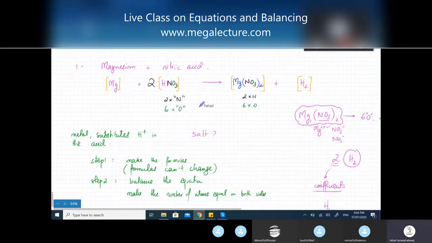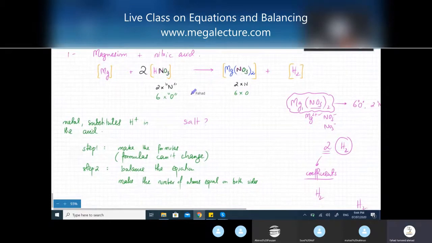Okay, so try and figure out. I'll just briefly summarize this and simplify this. When you make an equation, you make the formulas. Okay, that's step 1. Once you're done with the formulas, you can't change the formula. Okay, this is the formula. Put a bracket around it. You can't touch it. Nitric acid is HNO3. Once you know what the formula is, you can't do anything about it. Okay, H2 is H2. You can't make it H3.